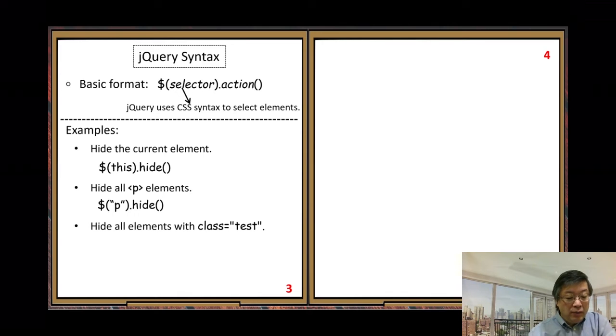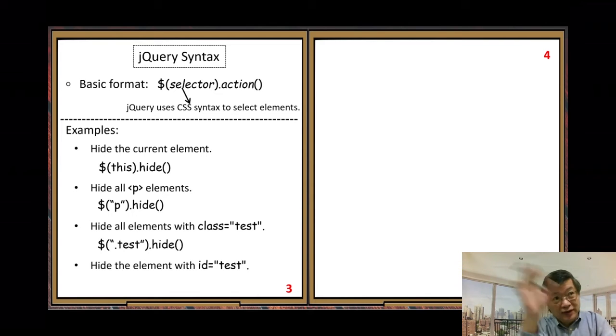Hide all elements with class text. You specify the selected elements by class name. Very simple. Dot class name, the CSS way, right? The CSS selector way. Similarly, you can easily extend this method to all other cases.